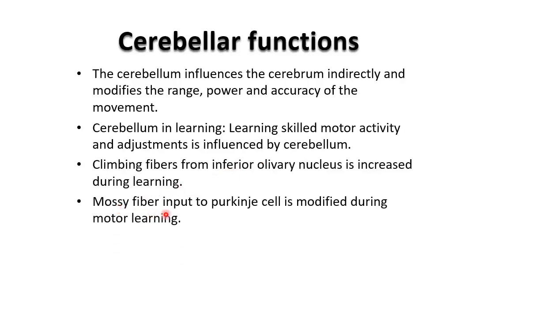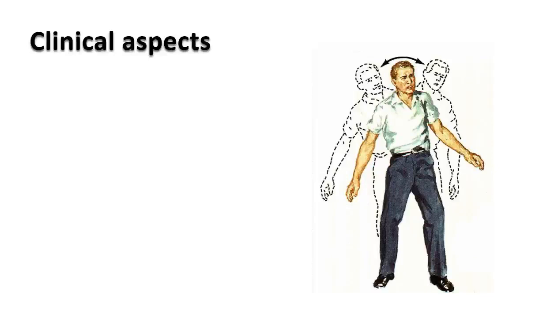And also the mossy fiber input to the Purkinje cell is modified, because slowly the learning shifts from your prefrontal cortex to the basal nuclei, and from there it comes to the cerebellum. So if this climbing fiber olivocerebellar tract is lesioned or cut, or there are any disturbances, then it is very difficult for the person to adjust in motor learning.